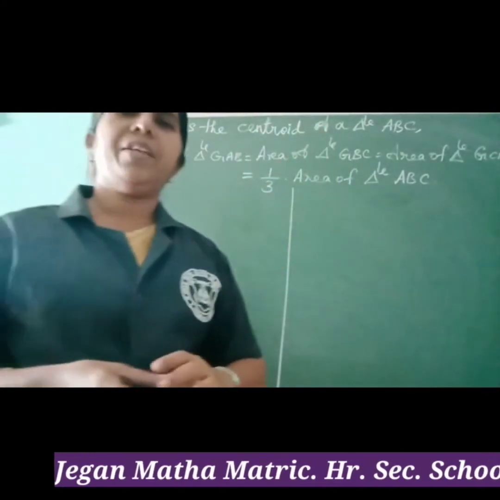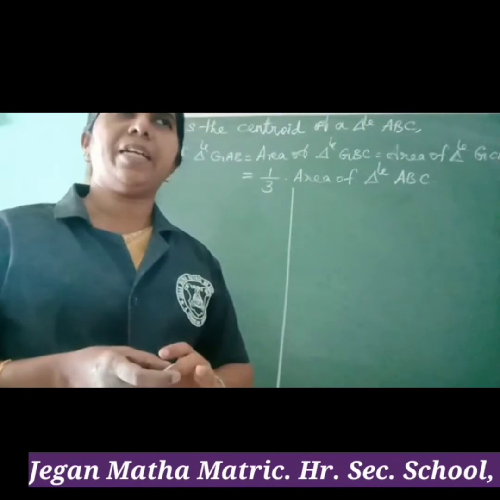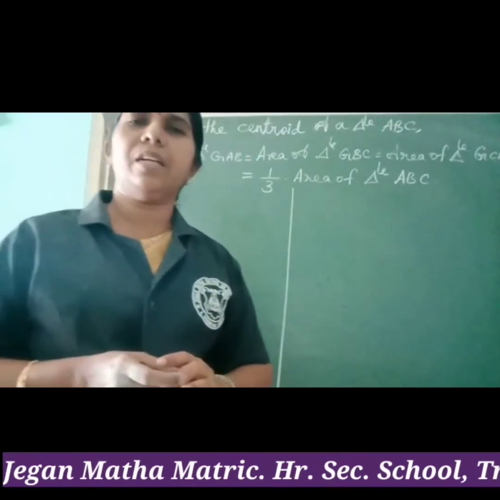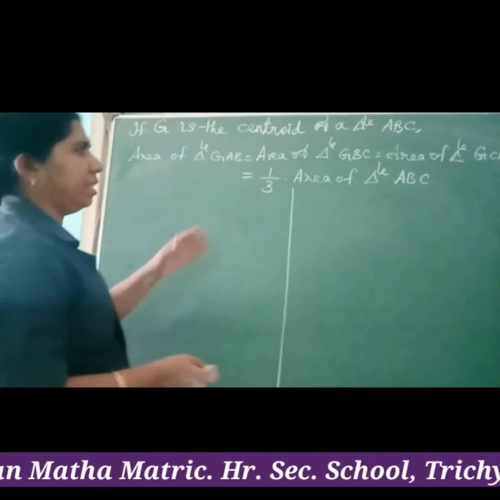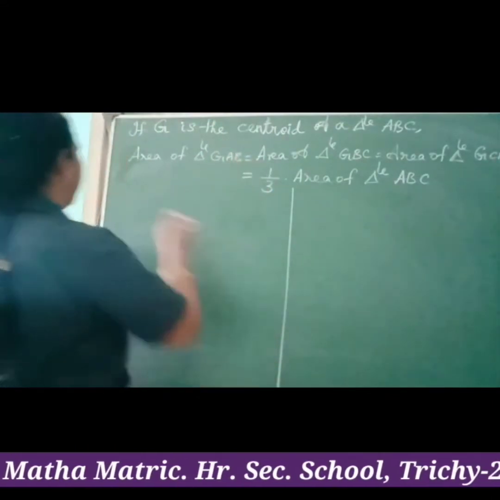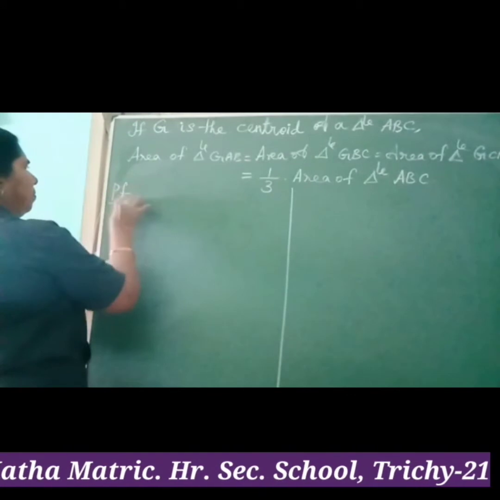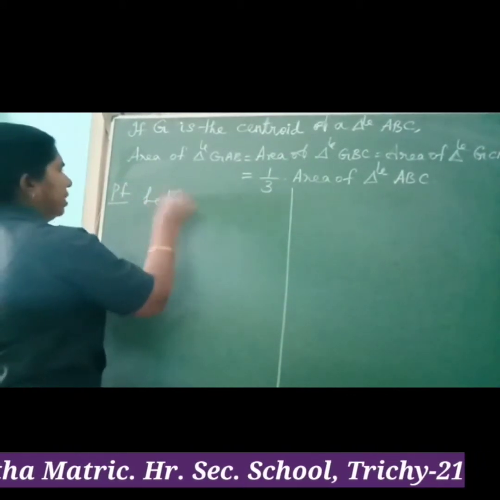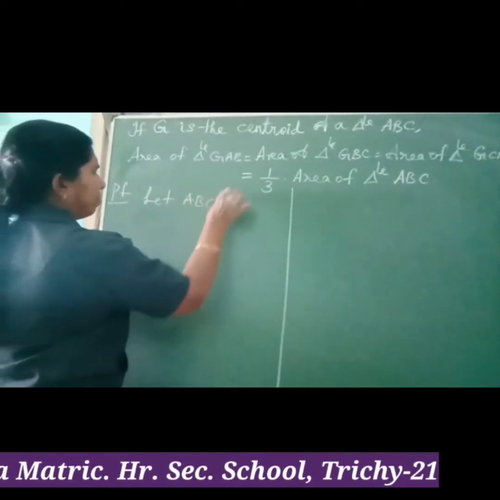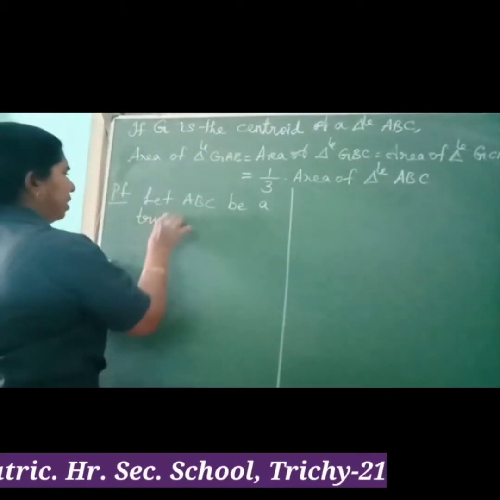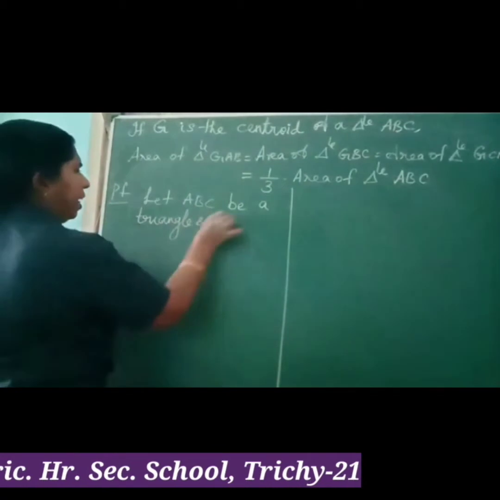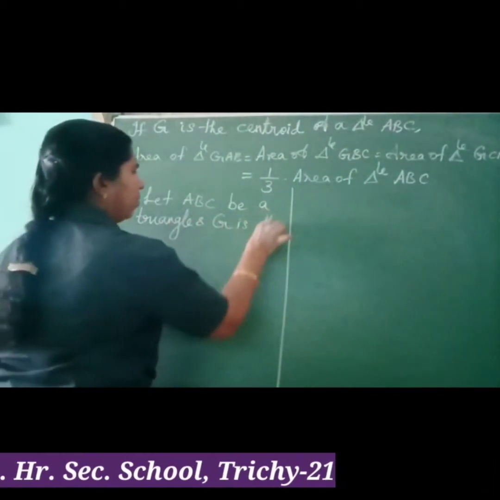Already we have derived the formula for area of a triangle. Vector area of a triangle is half into AB cross AC. With the help of that, we can prove this result. So let ABC be a triangle and G is the centroid of the triangle.